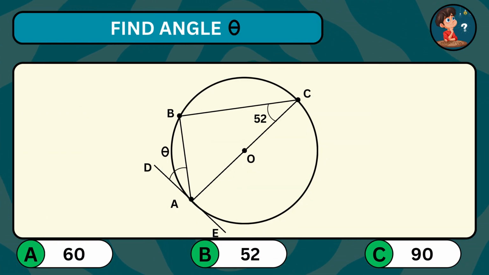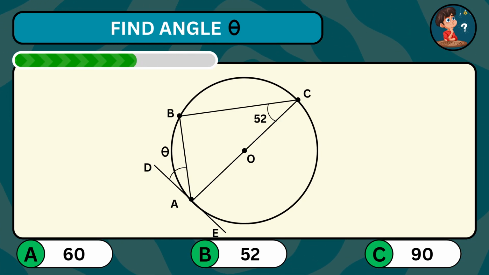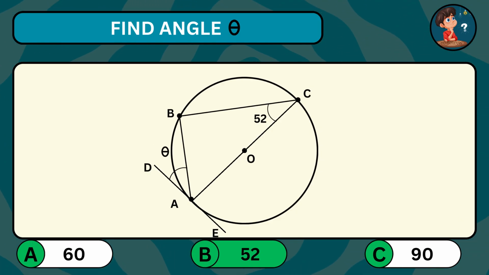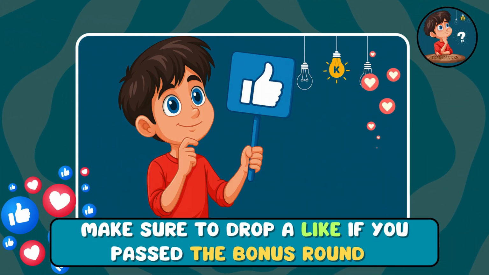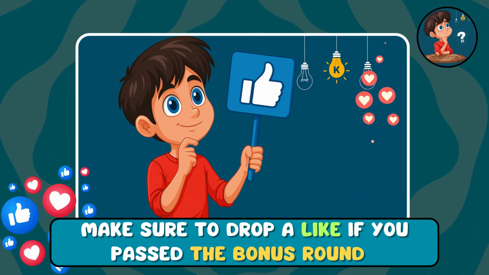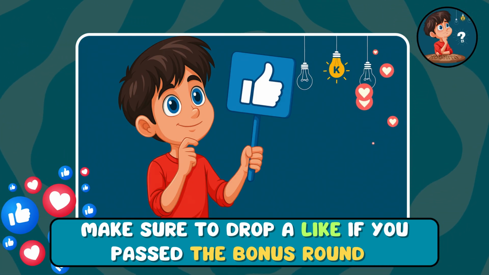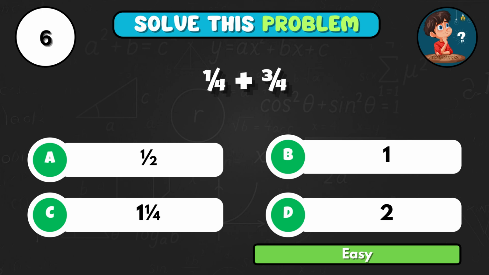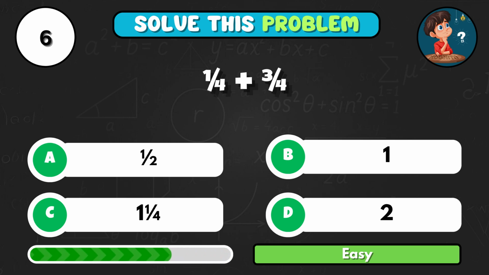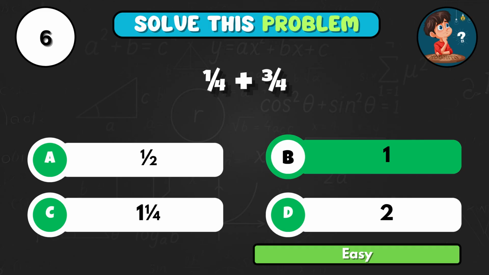Find the value of angle theta between the tangent DE and chord AB. One quarter joined with 3/4 equals... Option B again. That makes 1.